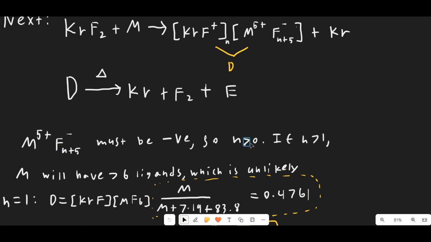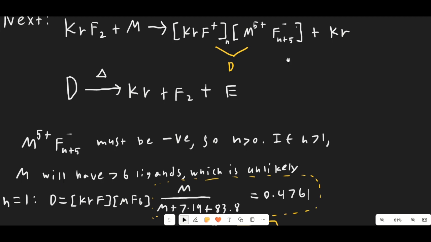So we know that N here has to be greater than 0, because we have to have at least 5 fluorides just to balance out the positive charge, plus an extra one to give us a negative charge. But if N is greater than 1 in this case, then M will have more than 6 ligands, which means it's really, really unlikely to form. The only time we see these sort of hypervalent metal complexes is maybe in water, when we have 8 or 9 coordinate complexes. But generally, we're only going to see up to 6.